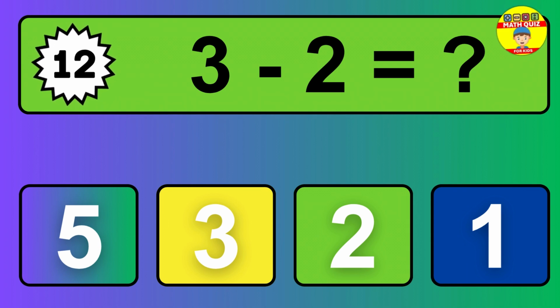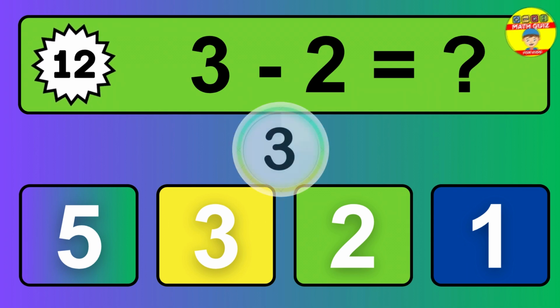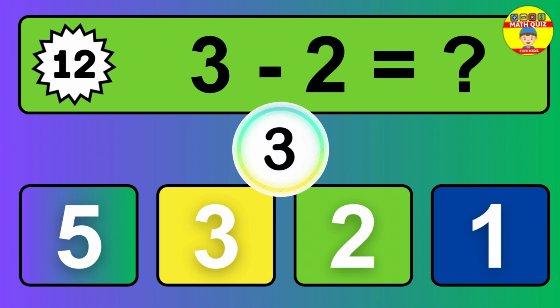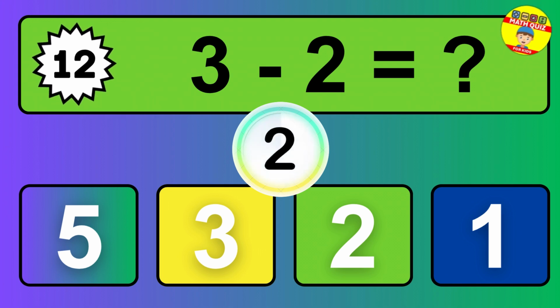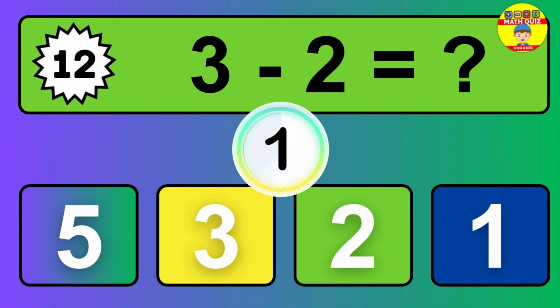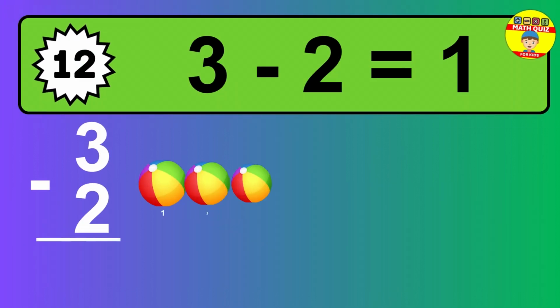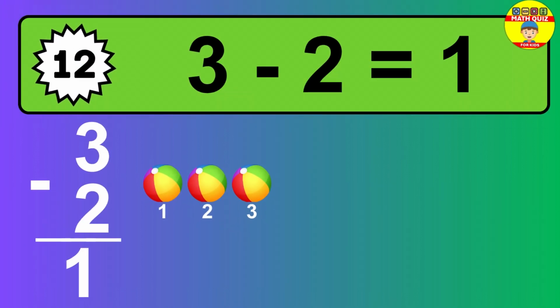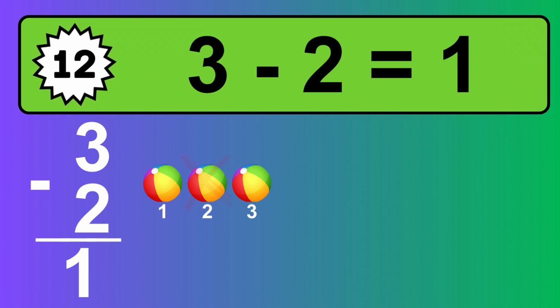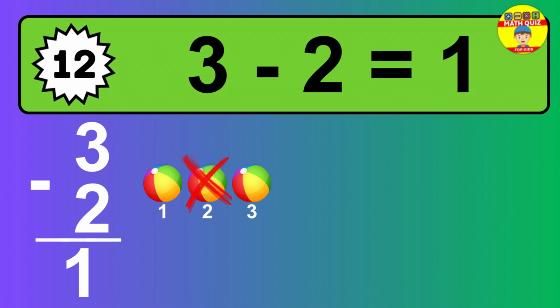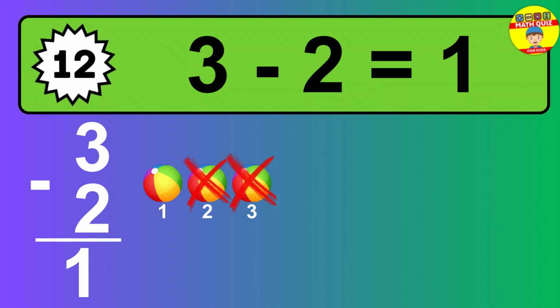Question 12. 3 minus 2 equals what? So, the answer is 3 minus 2 is 1. Let's count it. 1.